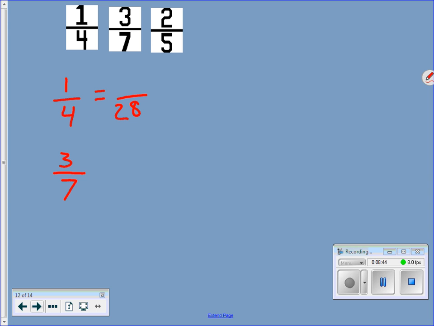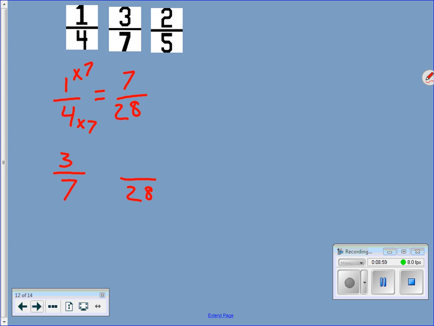What did we do to get 28 in that denominator? Well, we took 4 times 7. So since we did it in the denominator, we have to do it in the numerator. We have 1 times 7 gives us 7/28. Go ahead and do the bottom one here.